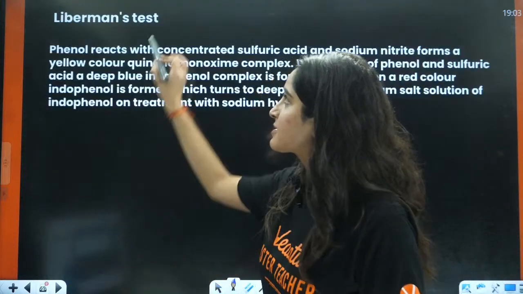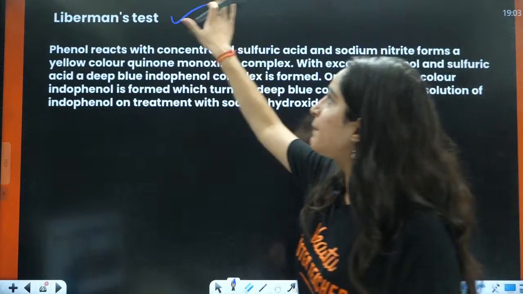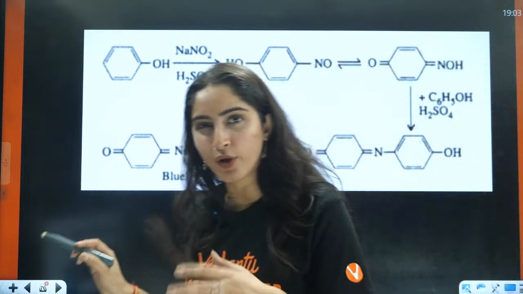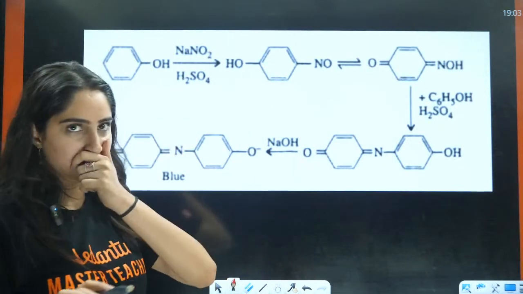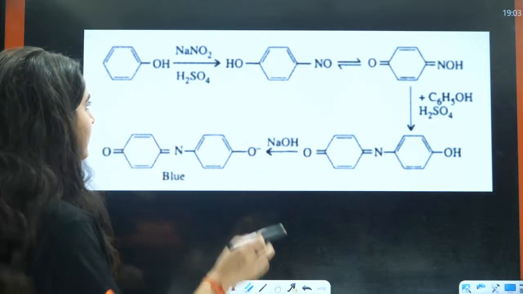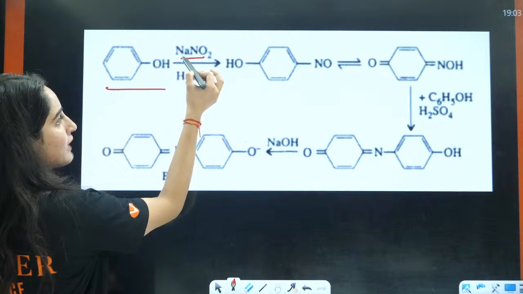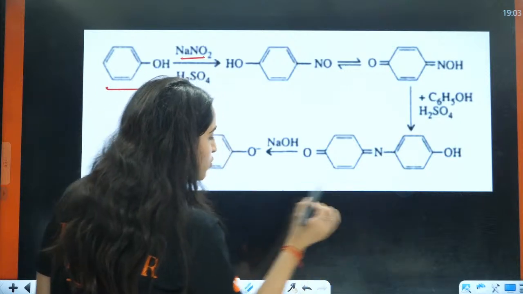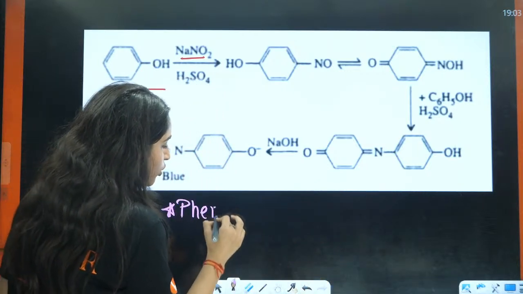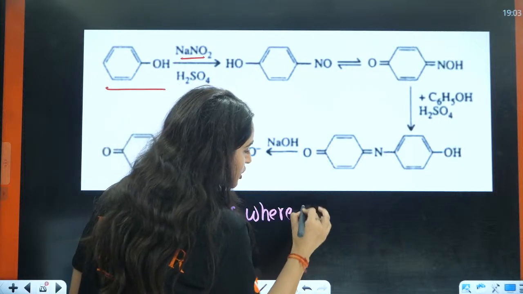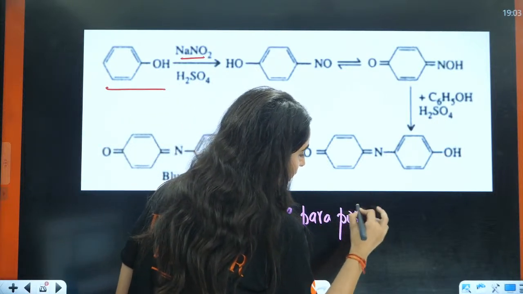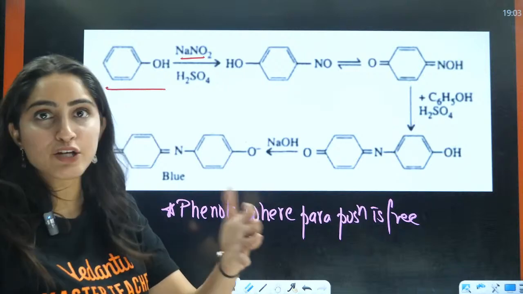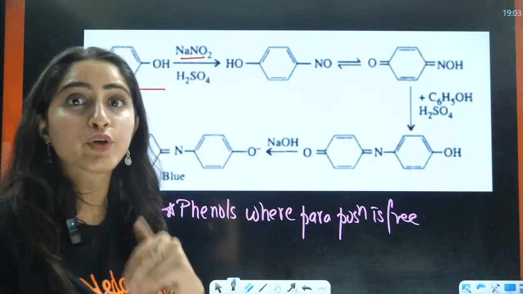If you talk about the next test, that is Lieberman's test. Now in Lieberman's test, firstly let us see the reaction here. You don't need to learn the full reaction, just learn the end product here. What are the color changes that are happening here, right? So phenol, when it is reacted with NaNO2 and H2SO4, now remember one thing, Lieberman's test is only given by those phenols where the para position is free. There should be no group attached to the para position. Okay, only then it can give you that test.